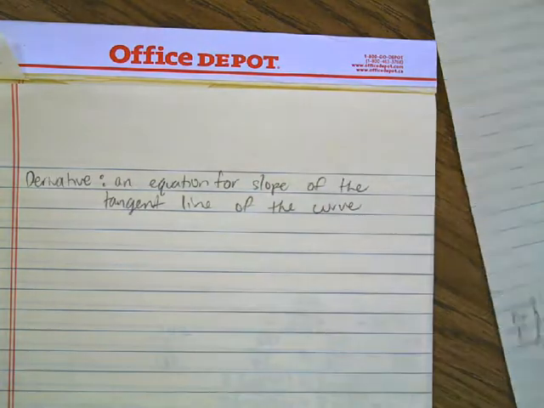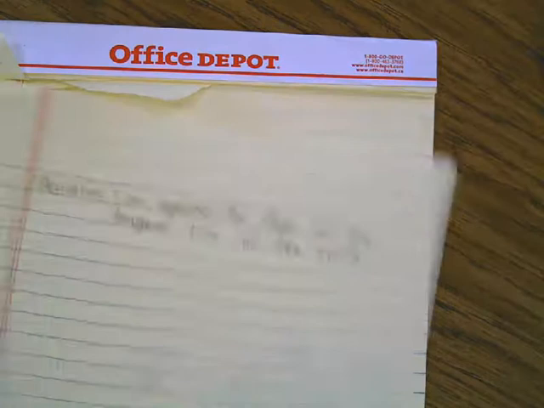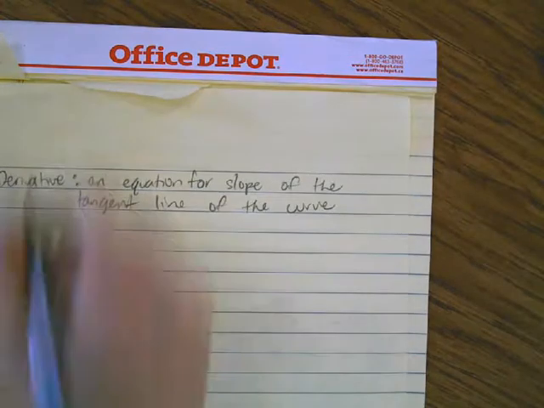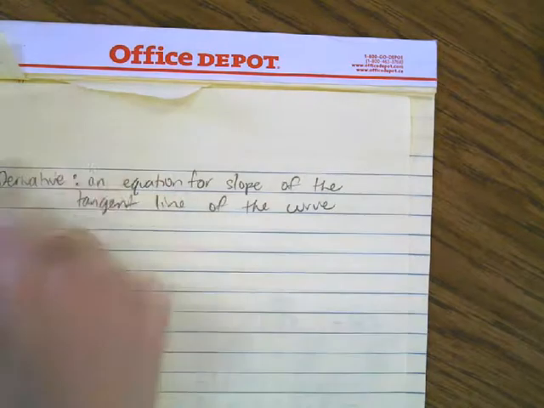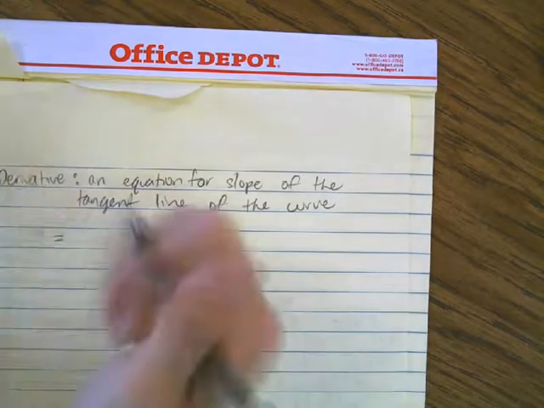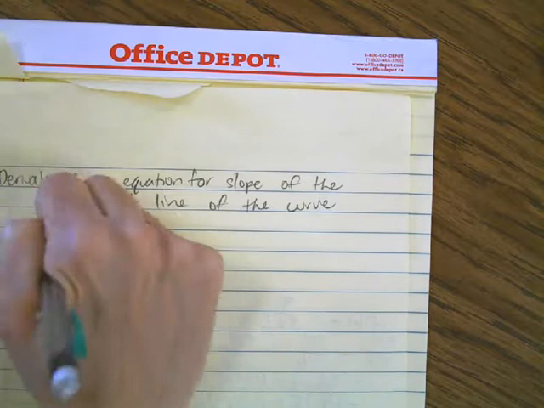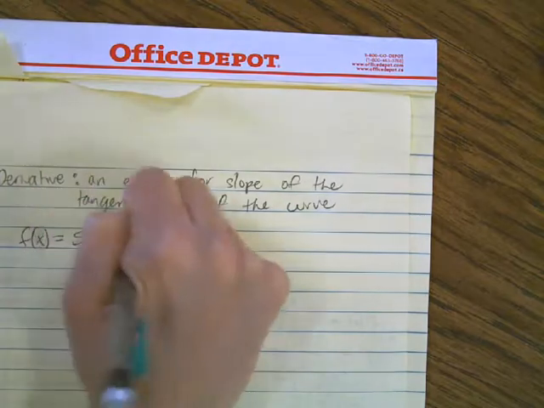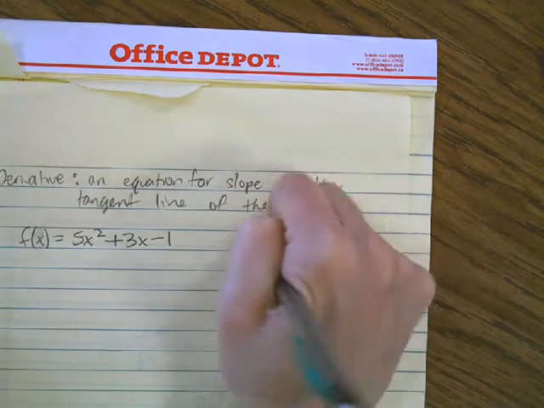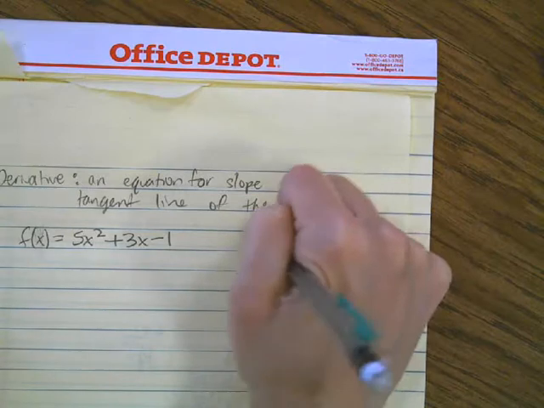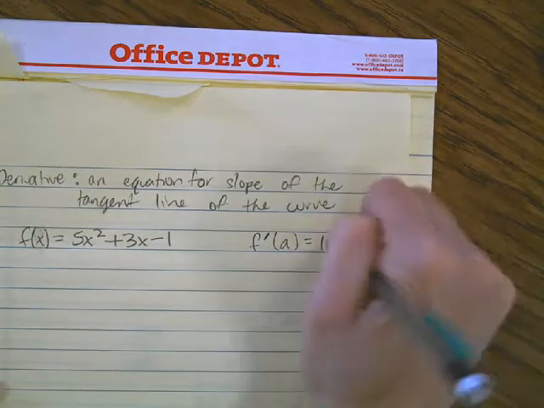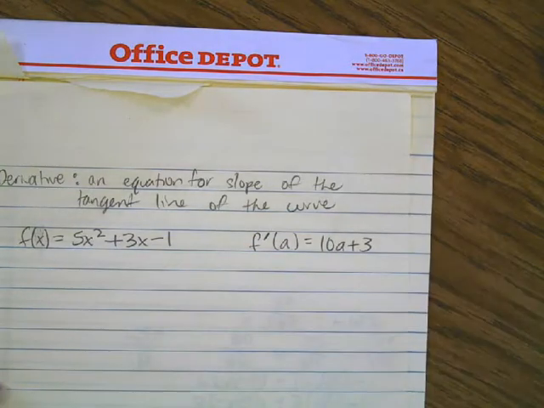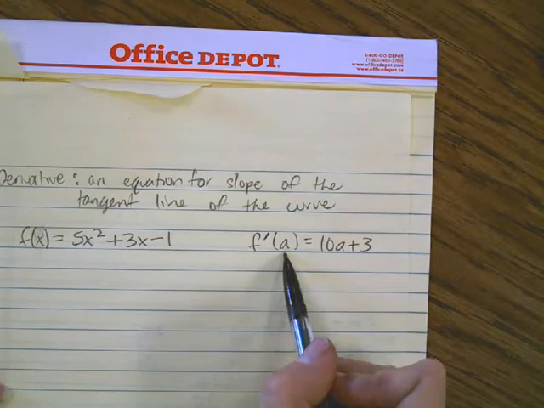So in our last problem, we took y equals, or f of x equals 5x squared plus 3x minus 1, and we found f prime of a, which equals 10a plus 3. So this is the slope of the tangent line for any x value, or quote-unquote a value.